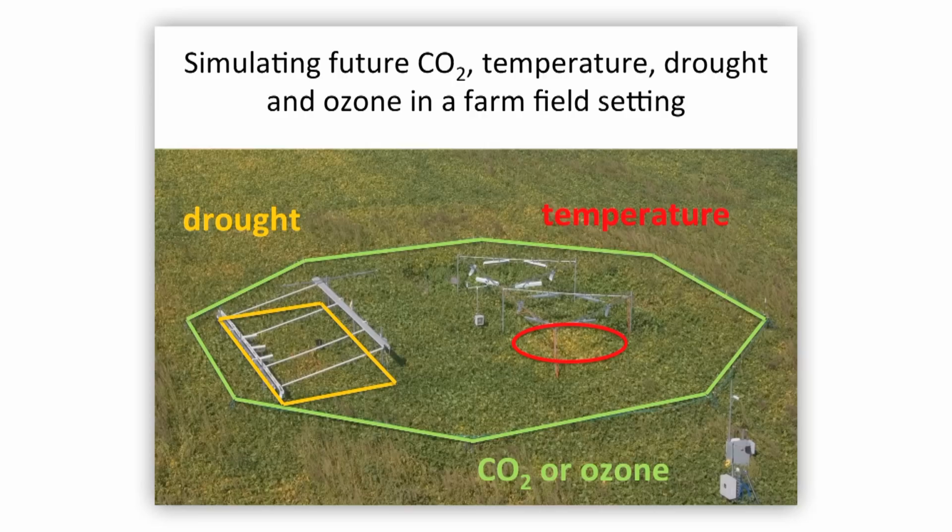And so this is an awning that basically retracts during the night to catch nighttime rainfall and then goes back up during the day so that it doesn't interfere with solar radiation. So we can do CO2 or ozone, drought, and temperature, and we can measure directly how these changes in the atmosphere impact crop production.